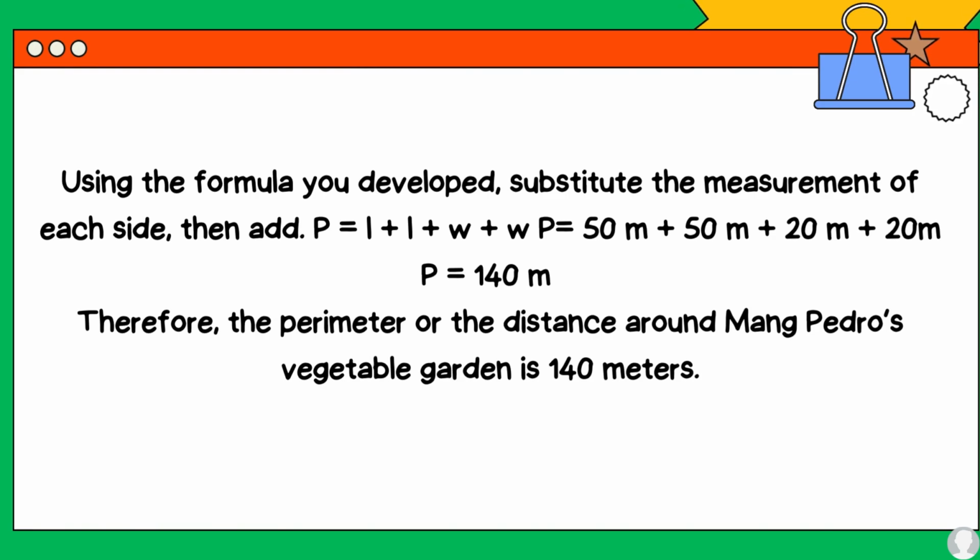Using the formula you developed, we need to substitute the measurement of each side, then add. P as perimeter is equal to length plus length plus width plus width, so P equals 50 meters plus 50 meters plus 20 meters plus 20 meters, so that the total perimeter of the whole garden is 140 meters. Therefore, the perimeter, or the distance around Mang Pedro's vegetable garden, is 140 meters.